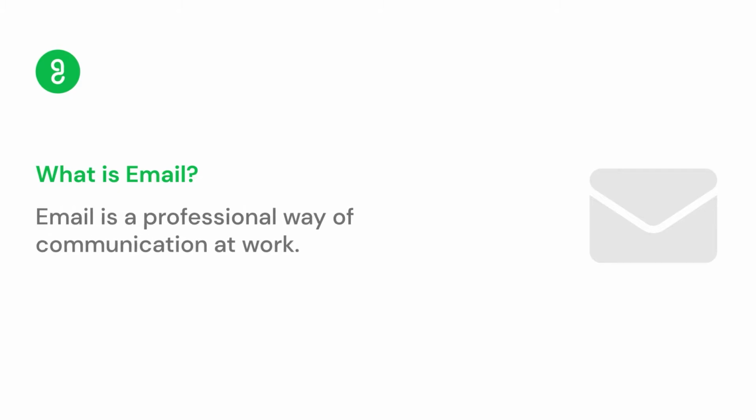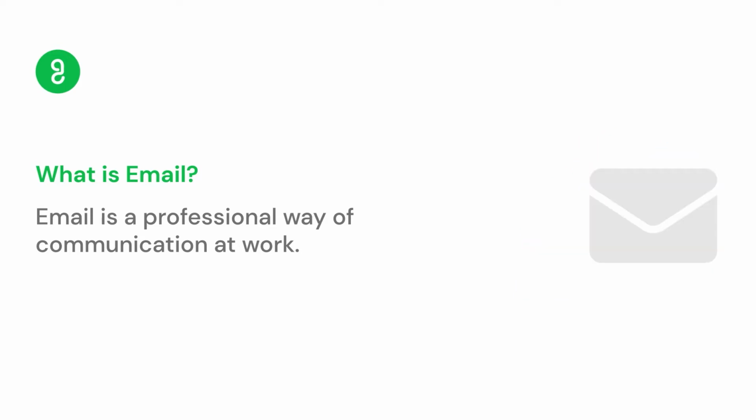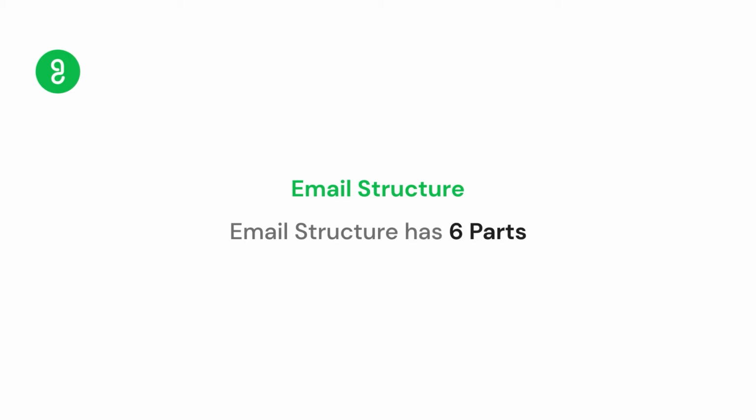Please remember that email is the first professional way to communicate at work. This is why we have to maintain a structure and a format. Another reason is every email that you send becomes an official document. So, we basically follow a structure. And any email that you send has 6 parts. Let's see the parts.